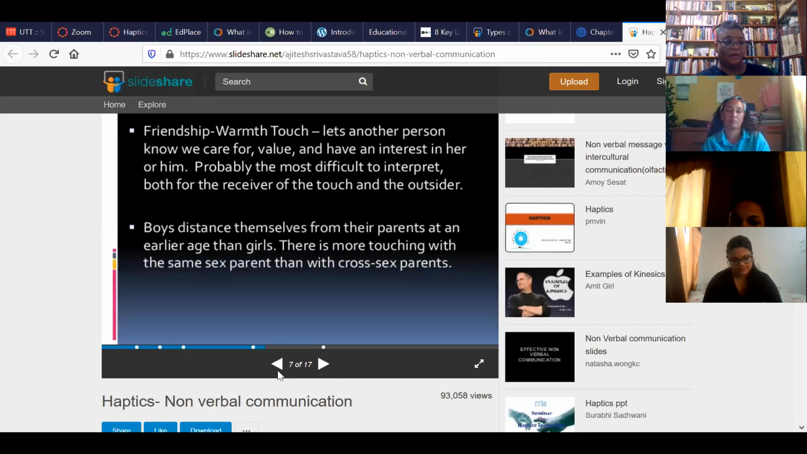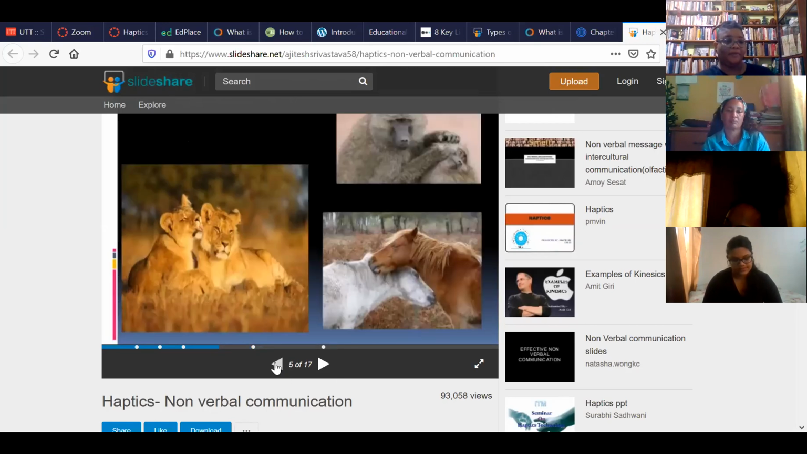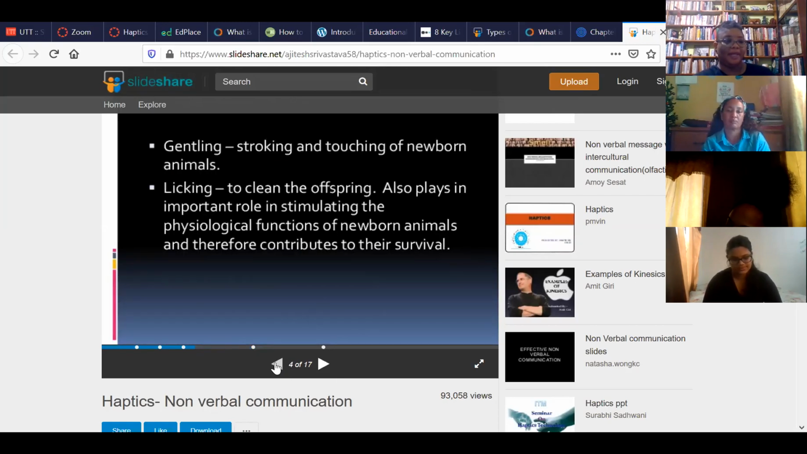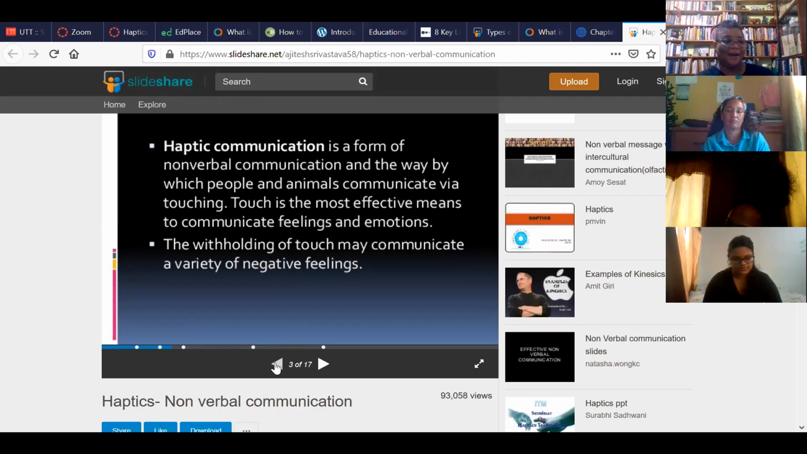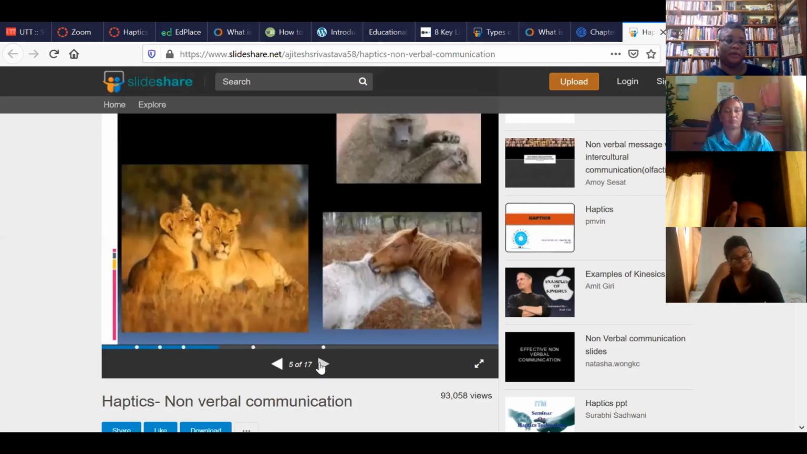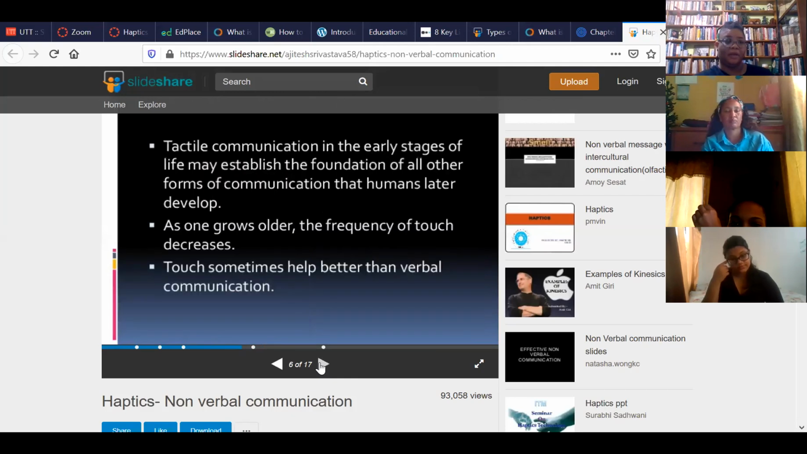Right? So again, we could look at different types of touch. Let's just show you the definition. So using touch to communicate, withholding touch is also a form of communication, right?